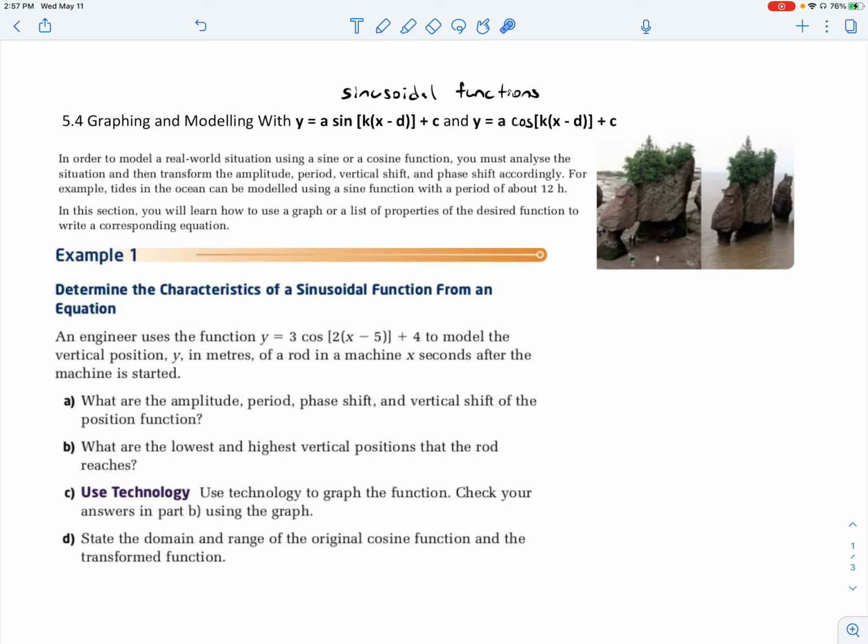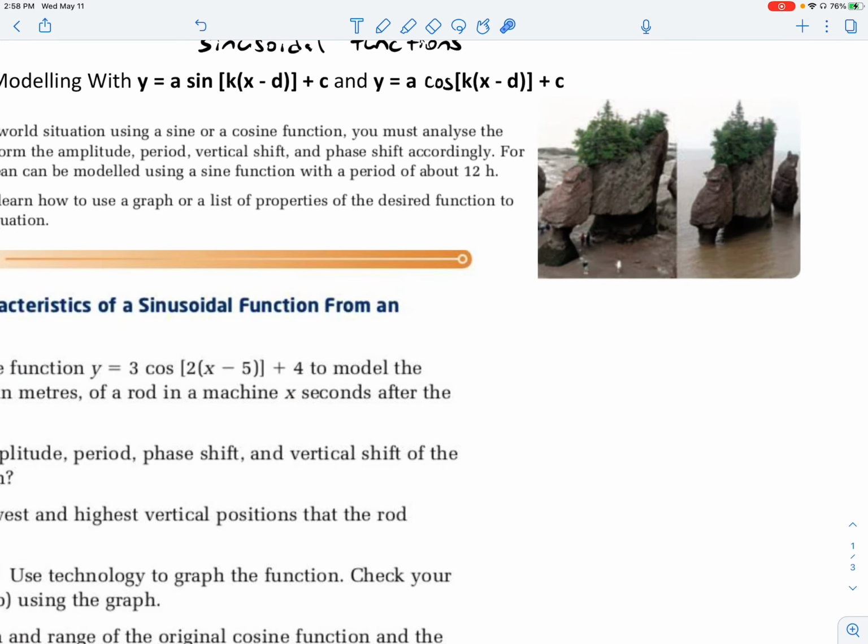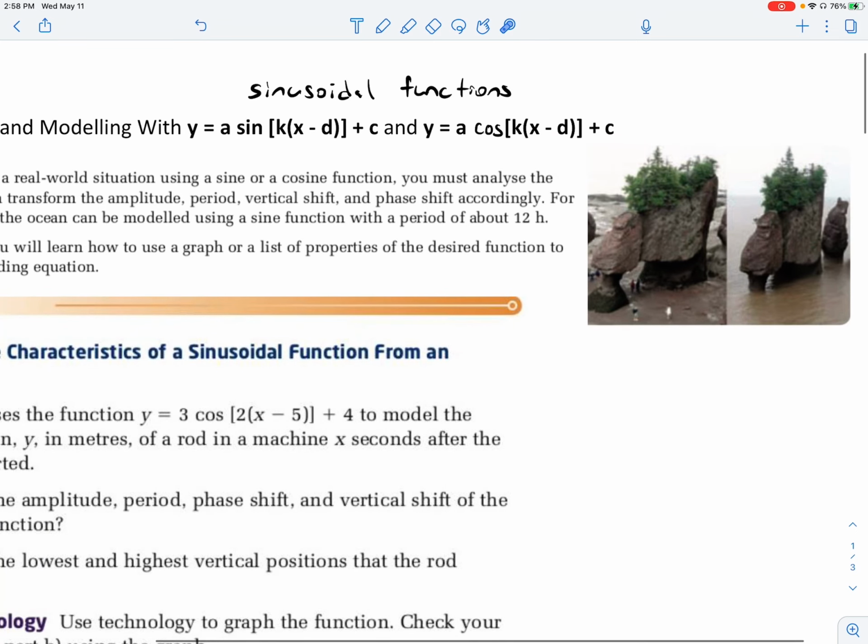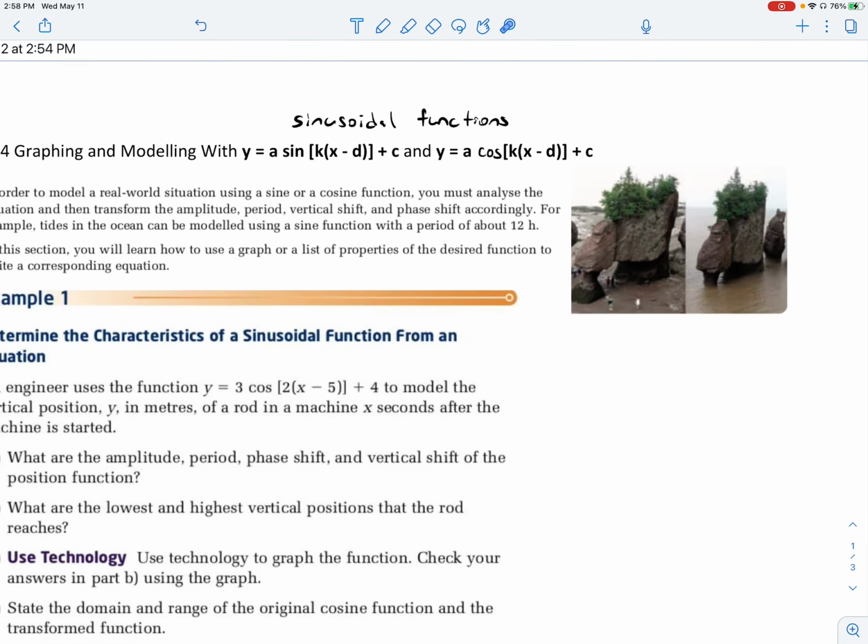Okay, so it says here, in order to model a real world situation using a sine or cosine function, you must analyze the situation and then transform the amplitude, period, vertical shift, and phase shift accordingly. For example, tides in the ocean could be modeled using a sine function with a period of about 12 hours. In this photograph, we can see low tide, people are walking underneath this little rock. And then at high tide, there's nobody here and the water level is almost all the way up. So the tides change every 12 hours and their height could be modeled using a sinusoidal function. So how do we do this?